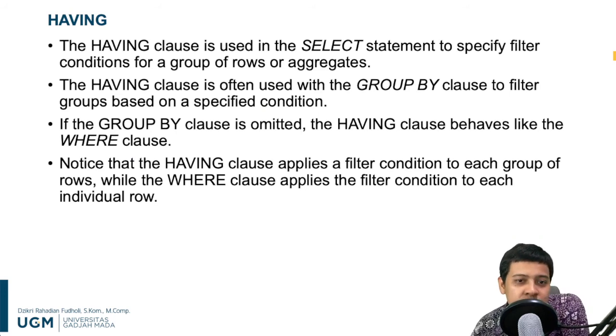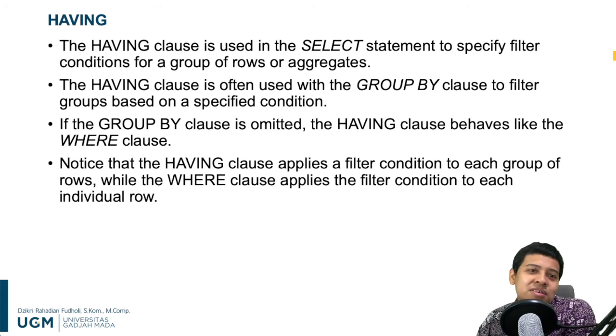Lastly, what we're going to talk about in this video is HAVING. The HAVING clause is used in the SELECT statement to specify a filter condition for a group of rows or aggregates. The HAVING clause is often used with the GROUP BY clause, so this is also a companion for GROUP BY. If the GROUP BY is omitted, the HAVING clause behaves like WHERE. So usually HAVING is paired with GROUP BY, because if not, we would just use the WHERE clause instead.